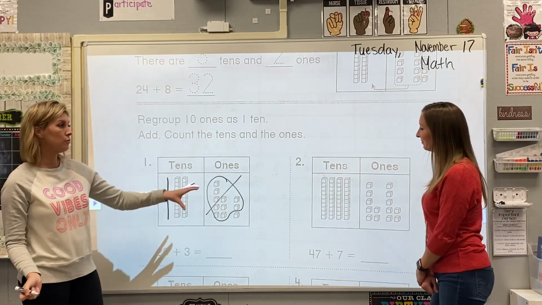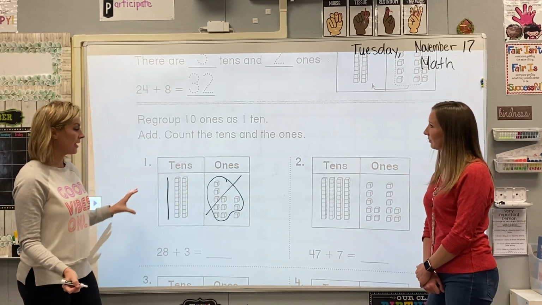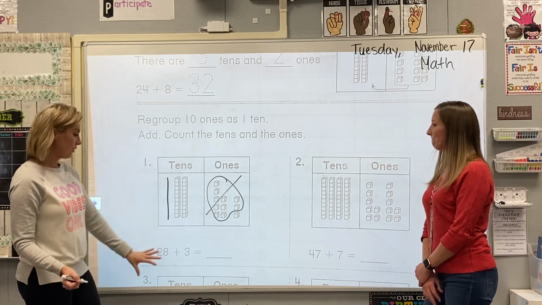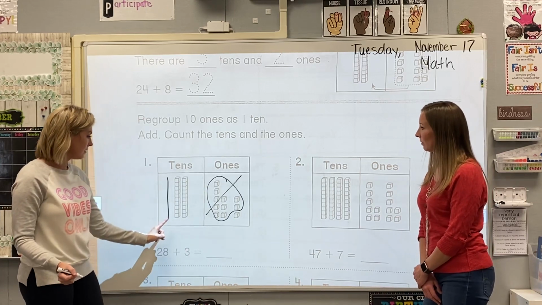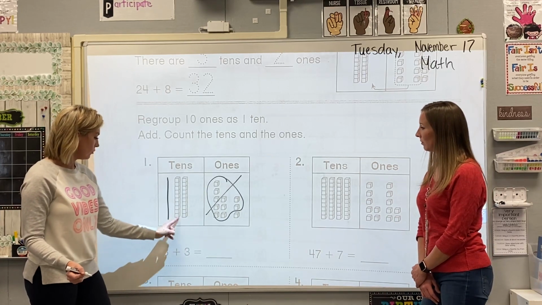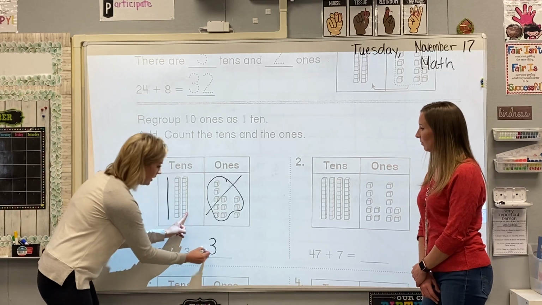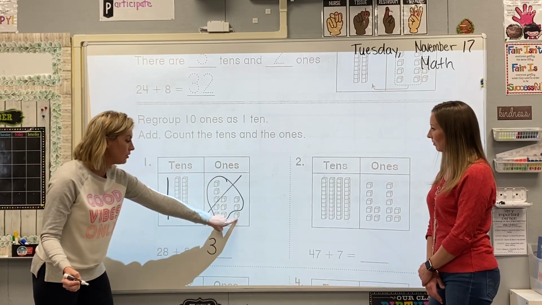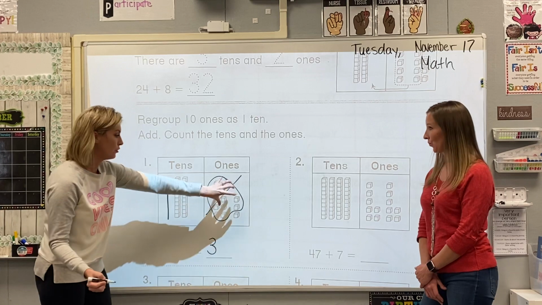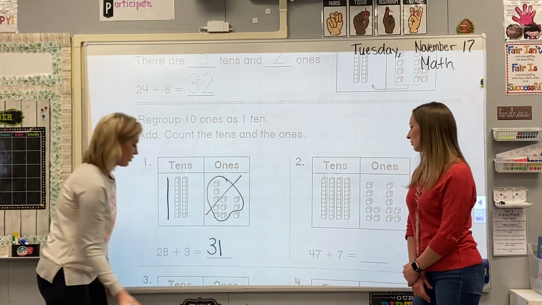Once I do my group, scoop, and trade, then I'm ready to count up what I have and write my answer down. So it looks like I'm going to skip count my tens rods, 10, 20, 30. And then I only have one additional ones cube that I didn't scoop up. So my answer is 31.